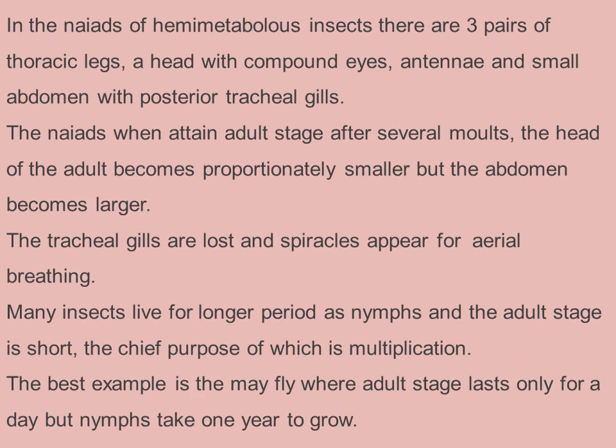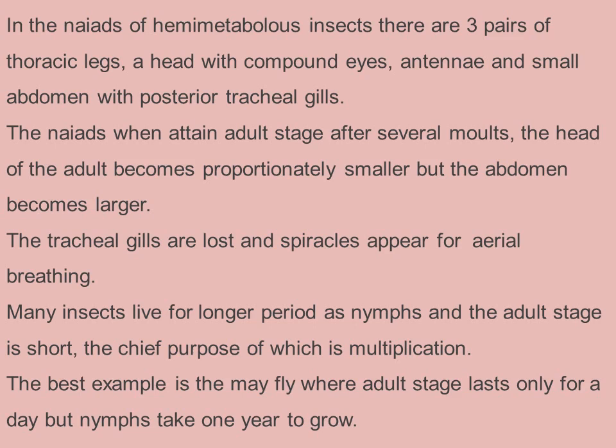In the naiads of hemimetabolous insects, there are three pairs of thoracic legs, a head with compound eyes, antennae, and a small abdomen with posterior tracheal gills. When the naiads attain the adult stage after several moults, the head of the adult becomes proportionately smaller, but the abdomen becomes larger. The tracheal gills are lost and spiracles appear for aerial breathing.